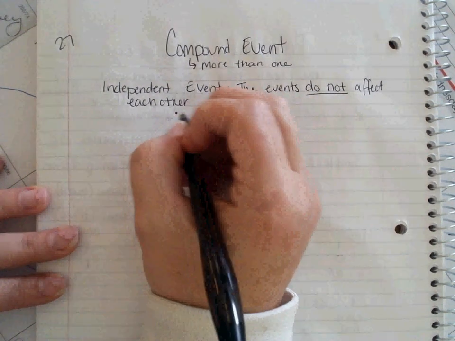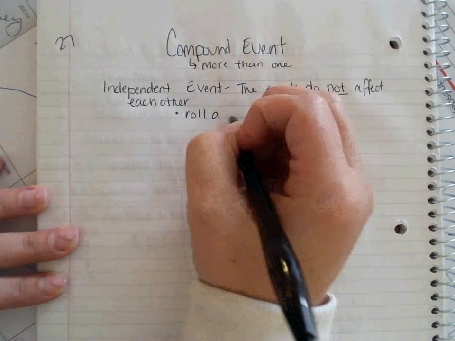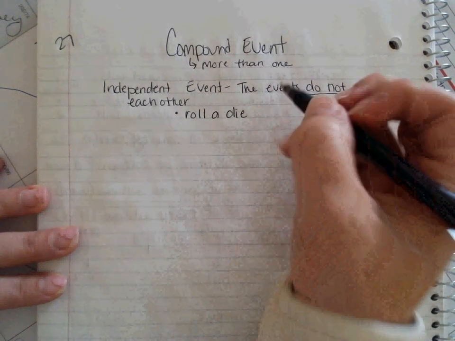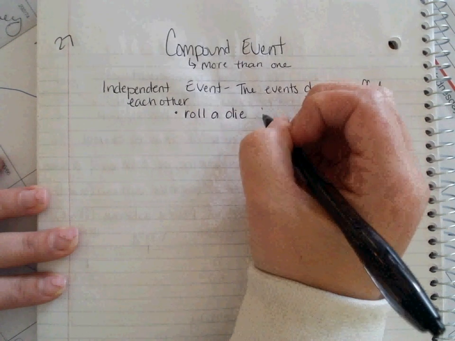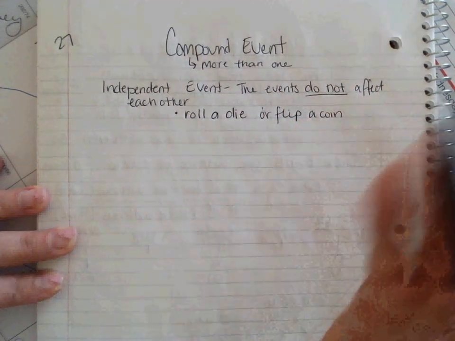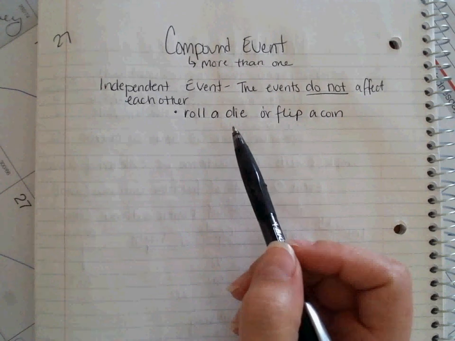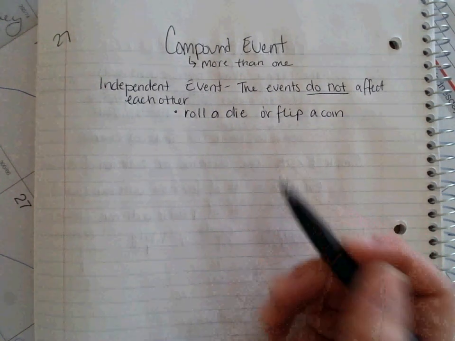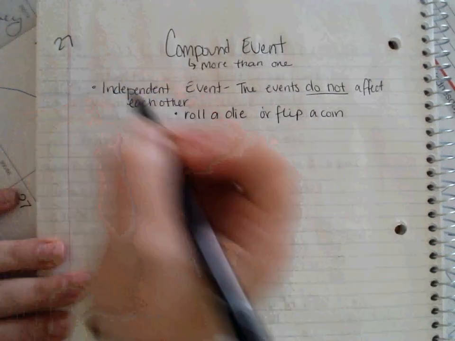Another example is if you roll a die, remember dice is more than one, a die is just one, and then flip a coin. They do not affect each other. Whether I roll a 6 is not going to determine whether I flip heads or tails. So that's one way, an independent event.